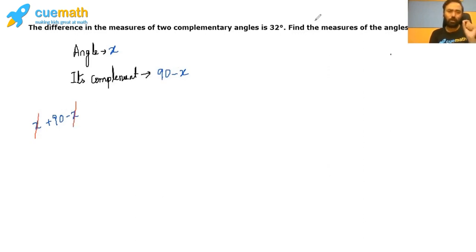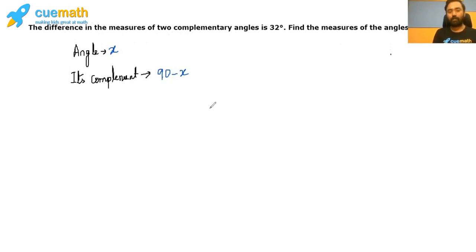Now this is a small exercise which we can do just to check that the assumption which we have taken is correct or not. So yes, once again we have an angle x here and its complement is 90 minus x. Now it says in the question that the difference in the measure of both these complementary angles is 32 degrees.